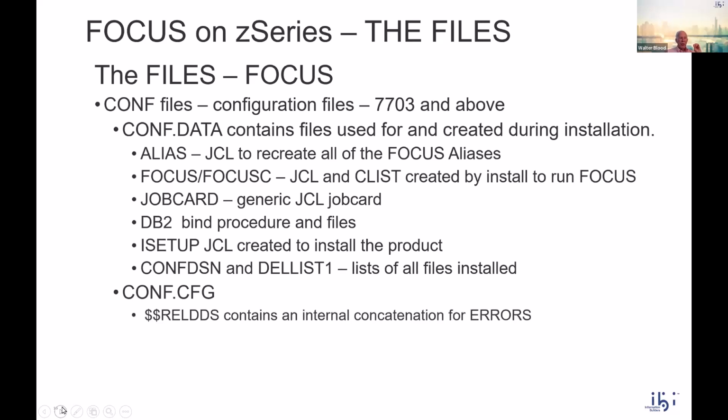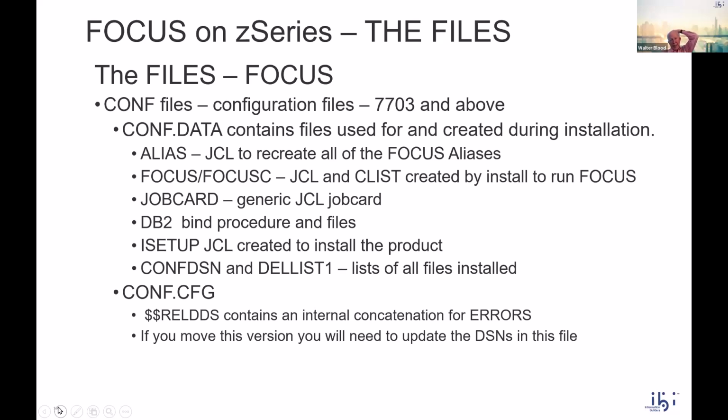Conf.cfg includes a number of things. One really important one is the $rel DDS. This contains an internal concatenation that we use for the errors file. And consequently, if you move stuff around, if you move from one system to another, you need to make sure that this $rel DDS is correct. You need to go in and edit it and make sure that it's pointing at DSNs that are current to your system.